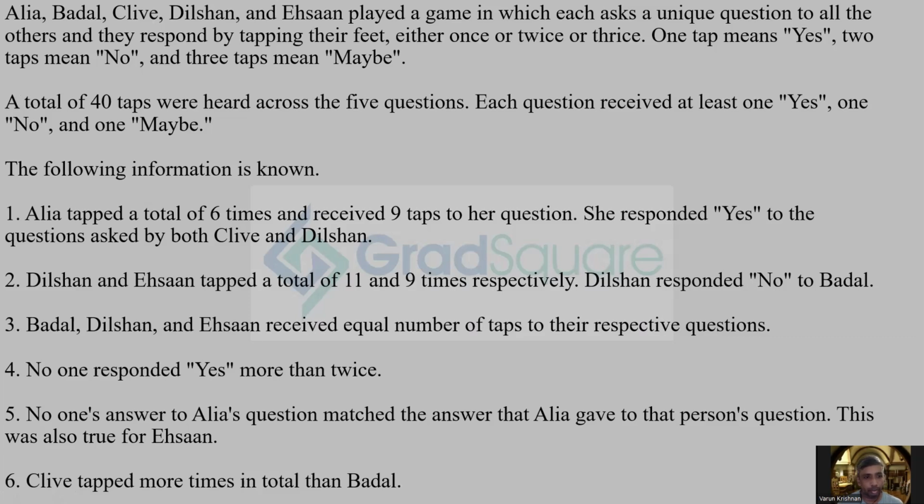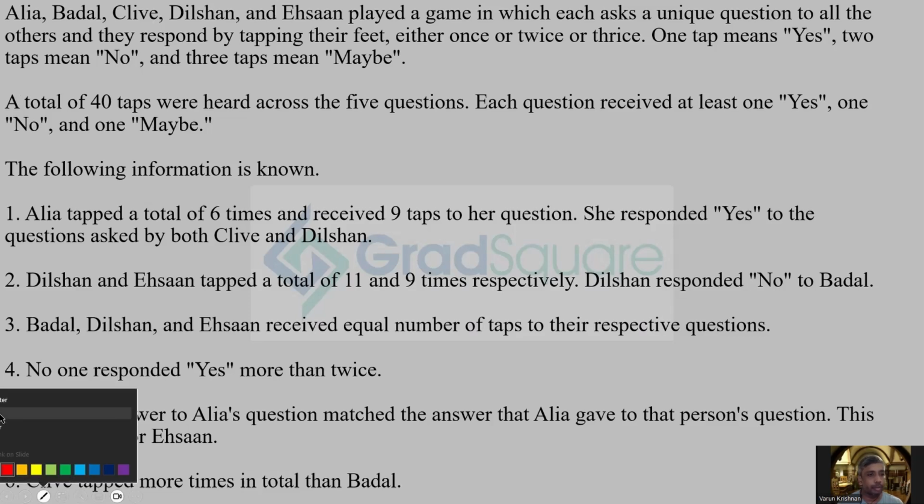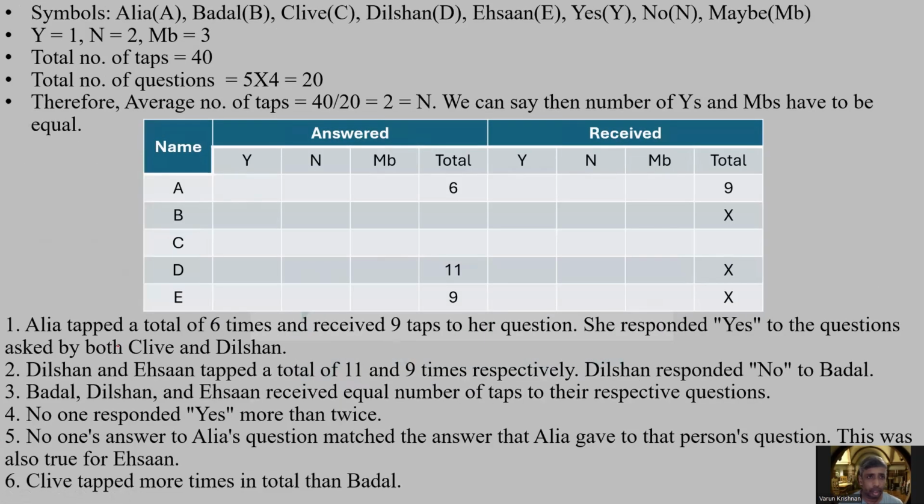So let me consider the 5 people who have been named as Alia, Badal, Dilshan, Ehsaan, and Clive as A, B, C, D, and D. Yes is Y, which is 1 tap, N is no, which is 2 taps, maybe is MB, which is 3 taps. Total number of taps given to us is 40. Total number of questions asked is 5 into 4, because 5 people each ask 1 question to the remaining 4 people. So 5 into 4, 20 questions.